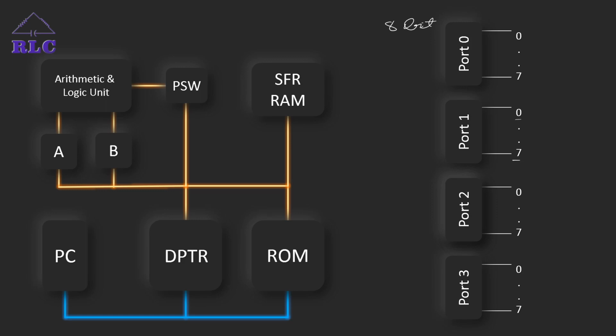Each port is having 8-bit lines, so we can say it is having 32 IO lines. IO lines means input or output lines. These are all bidirectional pins. They can be used as an input or they can be used as an output. These pins can be used as an input also, or these pins can be used as an output also.